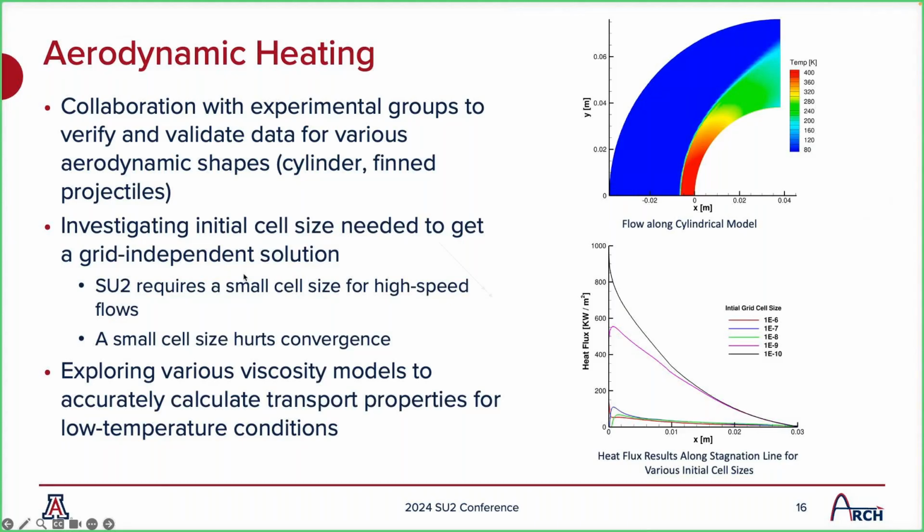A couple of challenges that we've been running into, at least compared to some of the previous codes we've used, is SU2 for these high speed flows. Mach 5 hypersonic has required a pretty small initial grid size to be able to get accurate heat flux predictions, and small cell size, in our experience, has hurt convergence. So this is something we're exploring to try to improve.